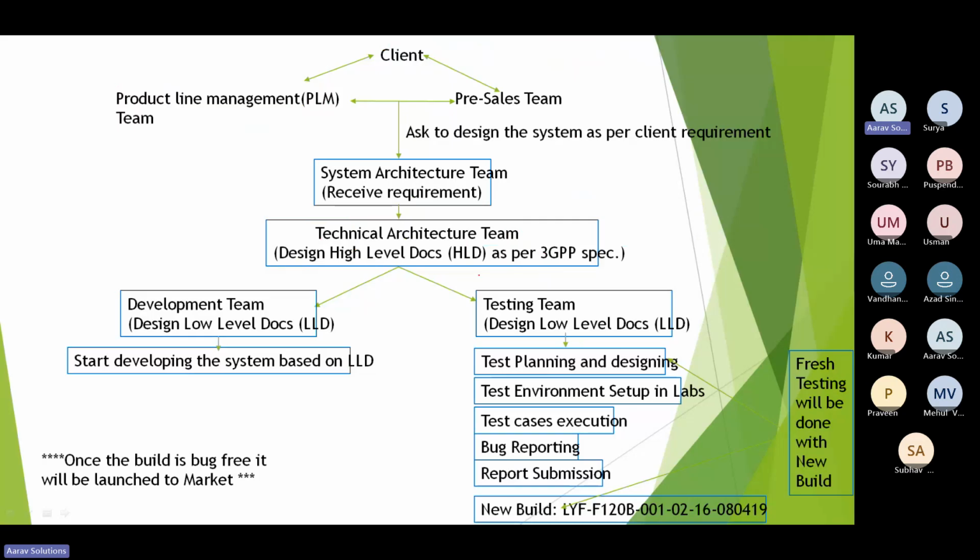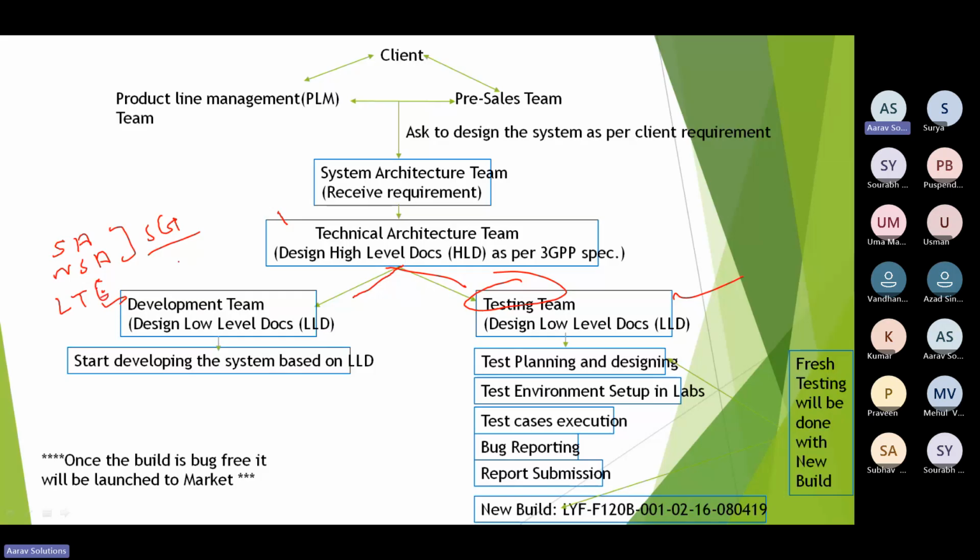After that, we divide the team into two parts: one is the testing team, another is the development team. We are part of the testing team. The development team will develop, as I mentioned earlier, standalone and non-standalone 5G, and here we have LTE. They will develop those features in C, C++ or whatever language they use. Next, they will provide software to the testing team.